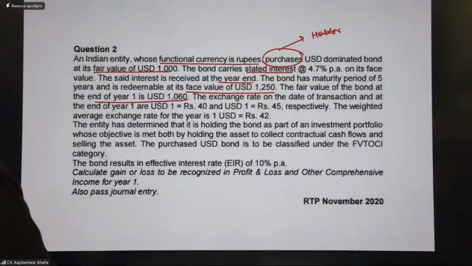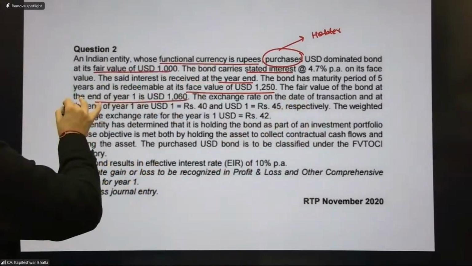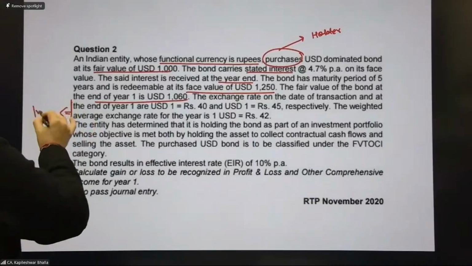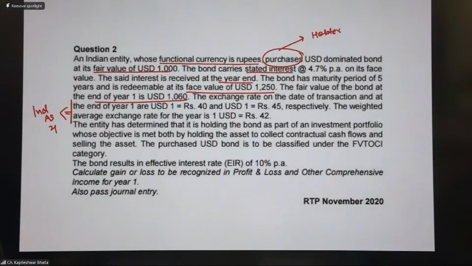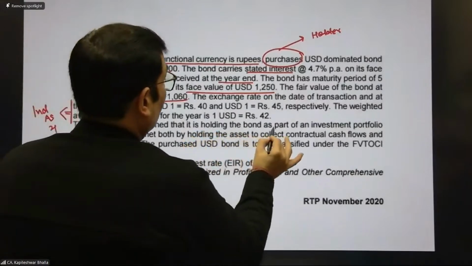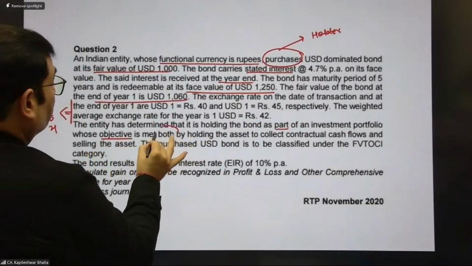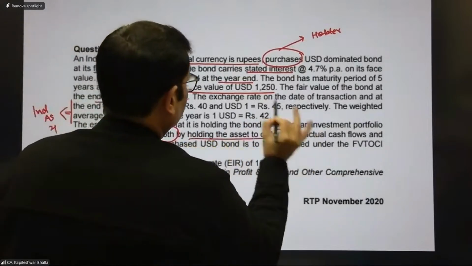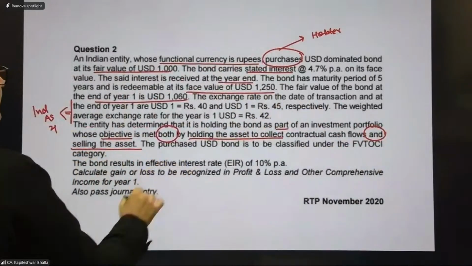The exchange rate on the date of transaction and at the year end is given, and a weighted average exchange rate is also given. So we are given the exchange rates at the end of the first year, the average and transaction dates. So this is all the information which is given with reference to Ind AS 21. Then it says the entity has determined that it's holding the bond as a part of the investment portfolio whose objective is met both by holding the asset to collect contractual cash flows and by selling the asset.